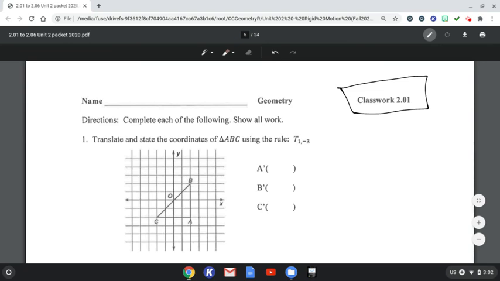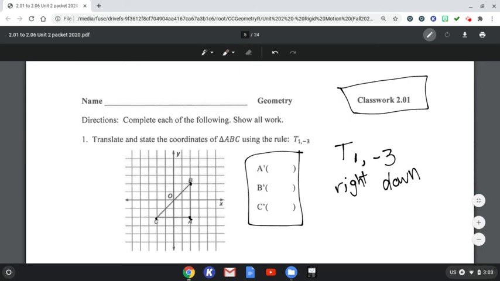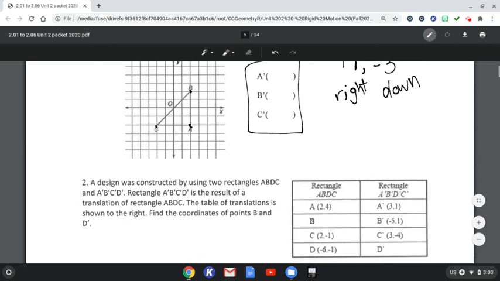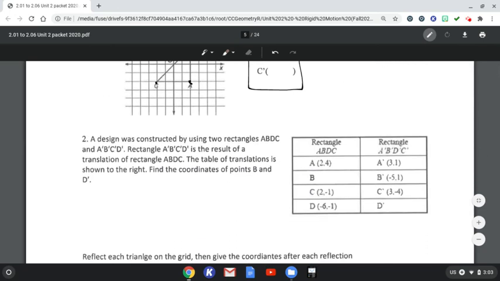This first question wants you to apply the rule T(1, -3) to the graph that's already given. And what that means is this 1, remember, is to the right 1, and that 3 is in the y direction, so it's up or down, and it's going to be down 3. So you're going to move each ordered pair to the right 1 and down 3 and give me the prime version. Okay.